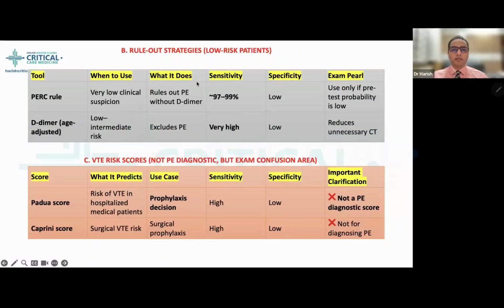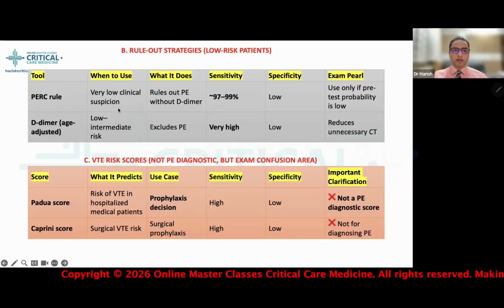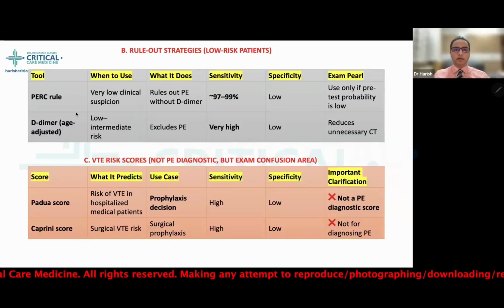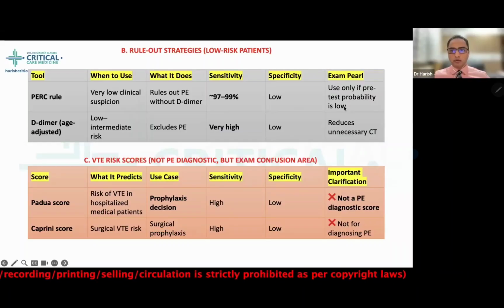So there are some rules or scores which can help in ruling out pulmonary embolism in low risk patients, only in low risk patients. Okay, there is something called the PERC rule. When to use it: very low clinical suspicion, when the probability is very, very low, it rules out PE without the D dimer. That is the PERC rule. Sensitivity is around 97 to 99%, low specificity. So use only if pretest probability is very low. In moderate to high pretest probability, it is not going to be helpful.